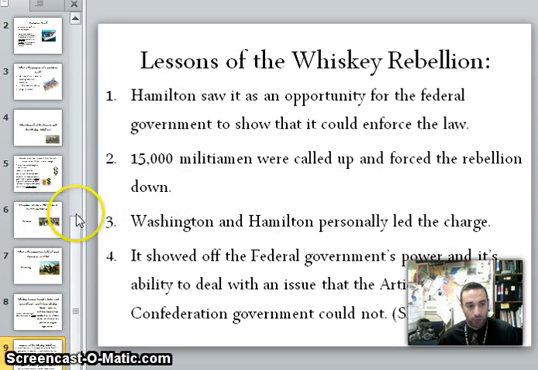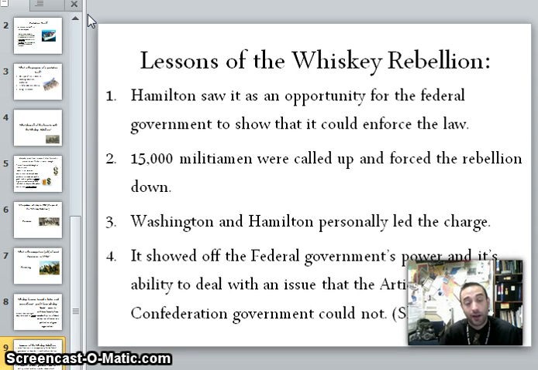So there's a couple lessons we need to make sure that we understand from the Whiskey Rebellion, and let's take it back to the protective tariff for a moment, right? Alexander Hamilton saw it as an opportunity, so did George Washington, for the federal government to show that it could enforce the law. Okay, in this case, the idea that these types of rebellions can take place, like they did under the Articles of Confederation with Shays' Rebellion up in Massachusetts, and when it does, it's going to be put down successfully, right? 15,000 militiamen were called up and forced the rebellion down. These militiamen were not just from Pennsylvania, like it had been under the Articles of Confederation. They're from places like Virginia, marching into Pennsylvania, as we've seen. Washington and Hamilton personally led the charge.